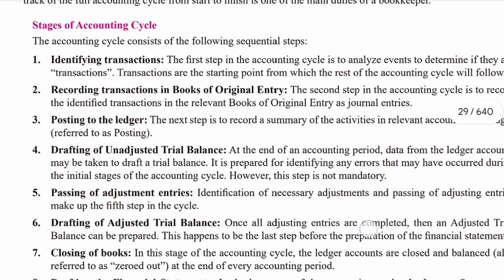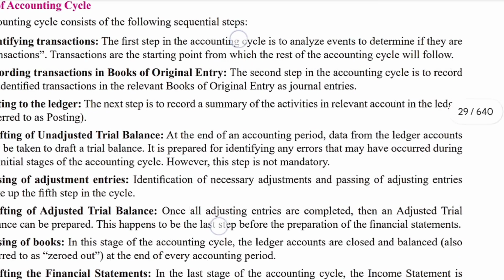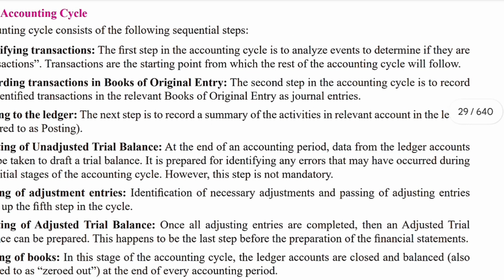Okay, so the first thing we have to do is to identify the transaction. First step in the accounting cycle is to analyze events to determine if they are transactions, and transactions are the starting point from which the rest of the accounting cycle will follow. First thing we have to understand is whether it is a transaction or not, and the second point says that recording transaction in books of original entry. So here it actually refers to journal entries. So after identifying the transaction, next thing we have to do is to pass the journal entry.